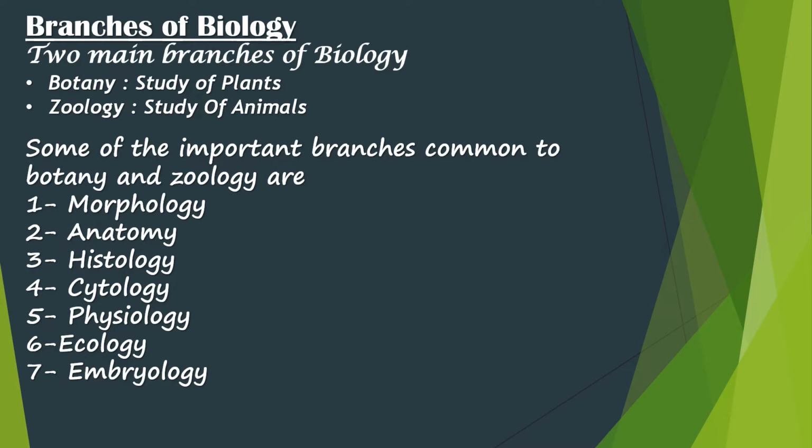Next, anatomy. It deals with the internal structures or organs of the organism. In plants, it tells us the arrangement of tissues in the roots and stems, the venation of the leaf.